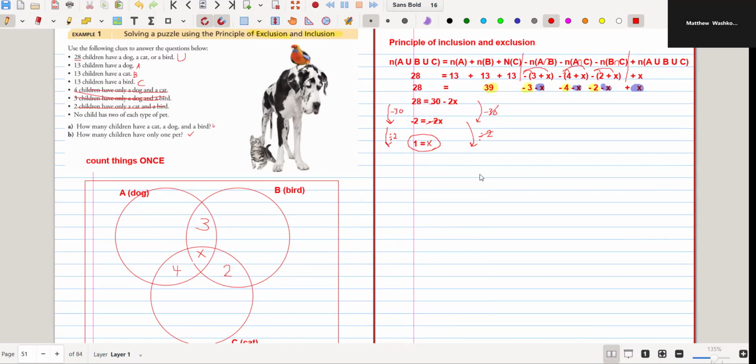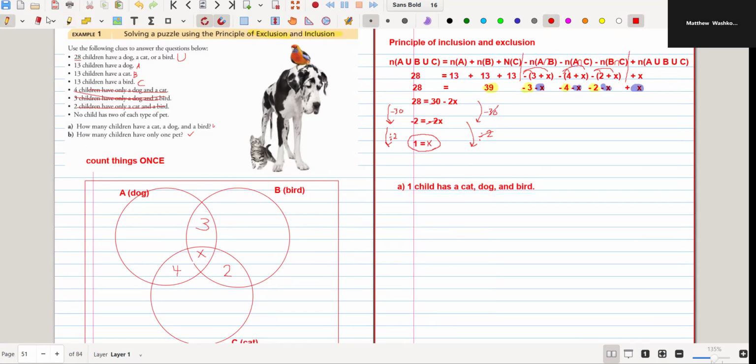So we just did a boatload of work, right? Reread the question. We've spent 10 minutes on this question. What does the question want us to do? One, how many children have a cat, a dog, and a bird? That in this case is x. So for question A, 1 child has a cat, dog, and bird. All 3.